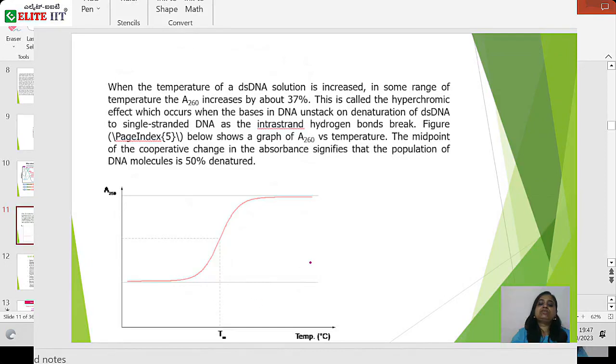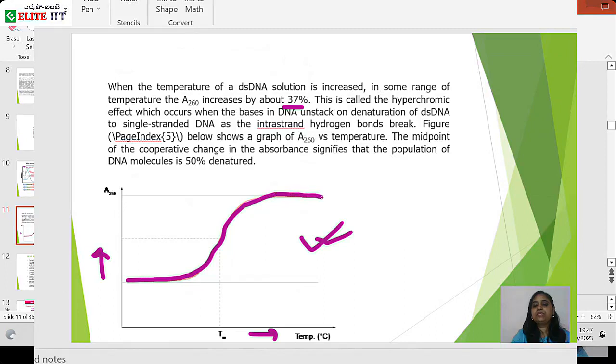This is actually known as the denaturation curve. Tm means temperature of denaturation. In this way, you will get a curve. In the x-axis, it is temperature. In the y-axis, it is A260. Why? When the temperature of double-stranded DNA solution is increased in some range of temperature, the A260 increases by 30%. So generally, see from this section, it is increased. Then after that, it will be stable.